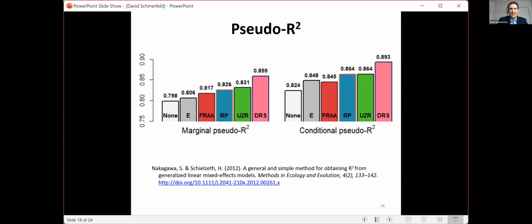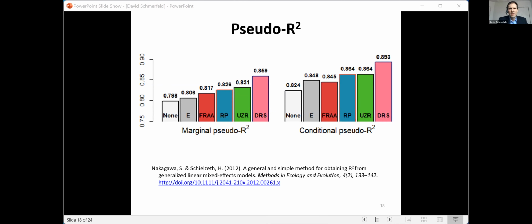If R squared is more your thing, here are pseudo R squared values. Now we know that the best models are going to have the highest R squared values. Again, DRS is best with the highest values. The chart on the left shows marginal pseudo R squared values. So those numbers only consider the fixed effects. The chart on the right is conditional pseudo R squared values. These numbers consider both fixed and random effects. But again, it's the same thing. DRS is the best. UZR and RP are comparable as the second best, and FRAA and errors are comparable as the third best.